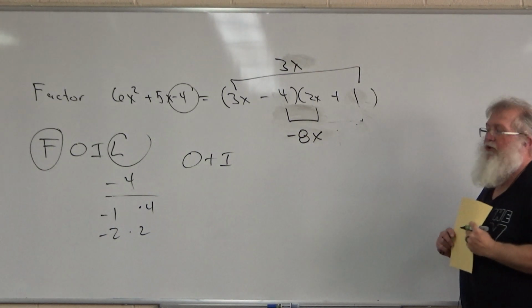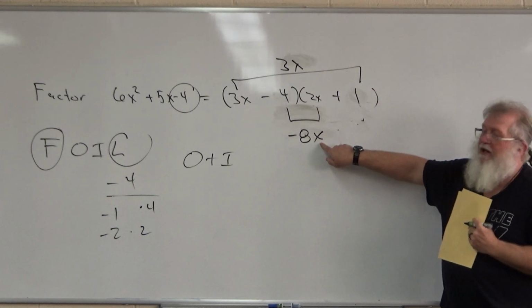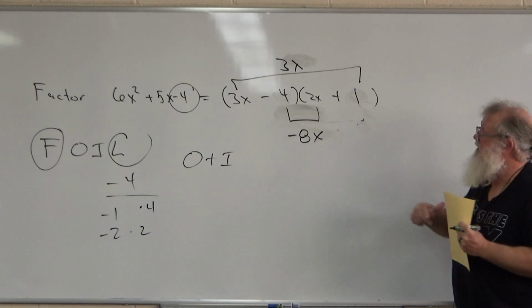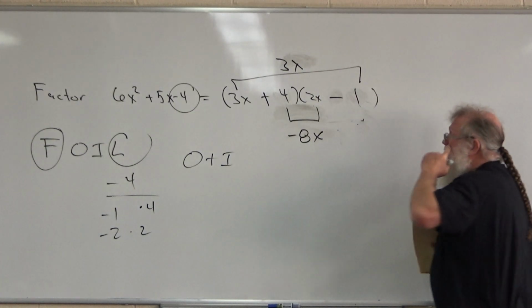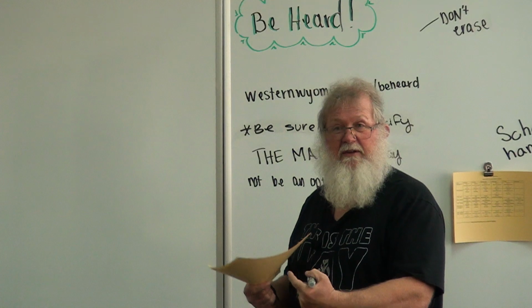And I need these to add up to 5x. What do they add up to right now? 3x and minus 8x add up to negative 5x. So I'm off on the sign. No problem there. That's a plus, and that's a minus. So that's factoring using the FOIL method, and it is a solid method.